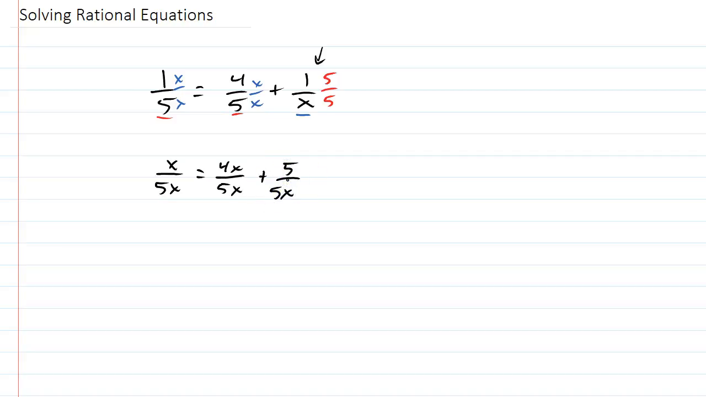And now you're going to do something that will get rid of the denominators. You could just multiply everything by 5x. What we're left with then is x equals 4x plus 5, because 5x will cancel with all of them.